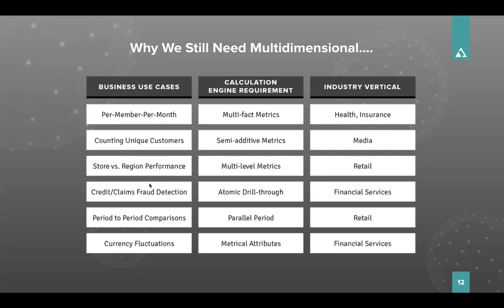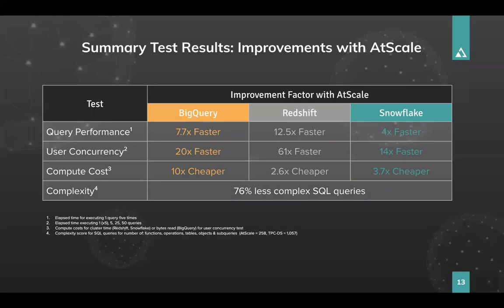That's OLAP. You want to do credit fraud detection, where you have dozens or hundreds of different attributes? That's dimensional. That's multidimensional. You want to do this year versus last year, or running totals? That is time intelligence, and periods to date. That is OLAP. So all those things we need OLAP for, and that comes out of the box with AtScale.